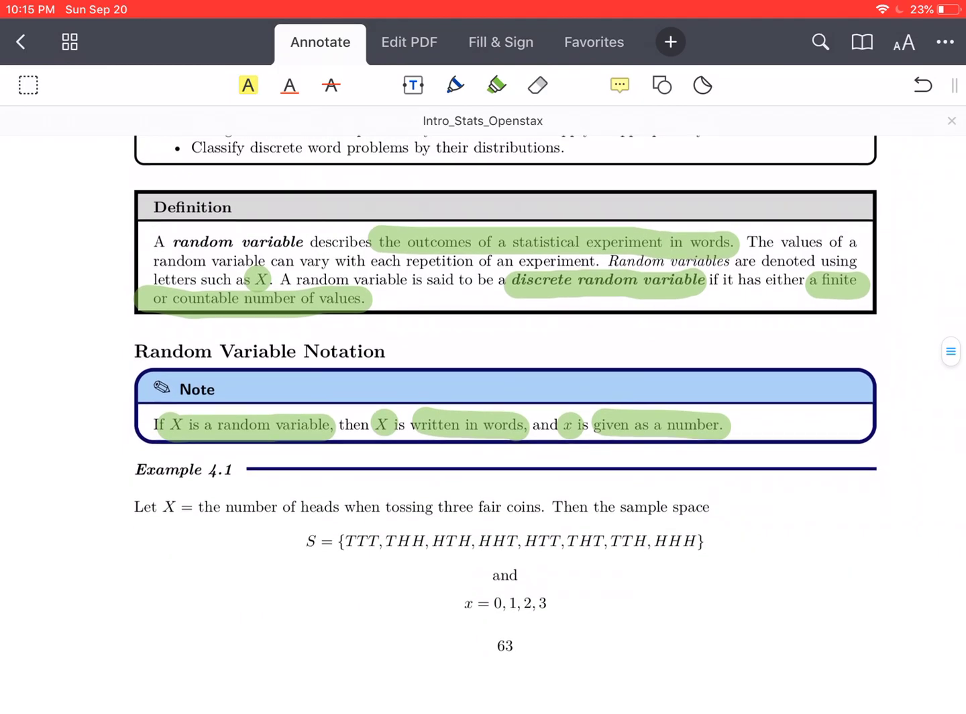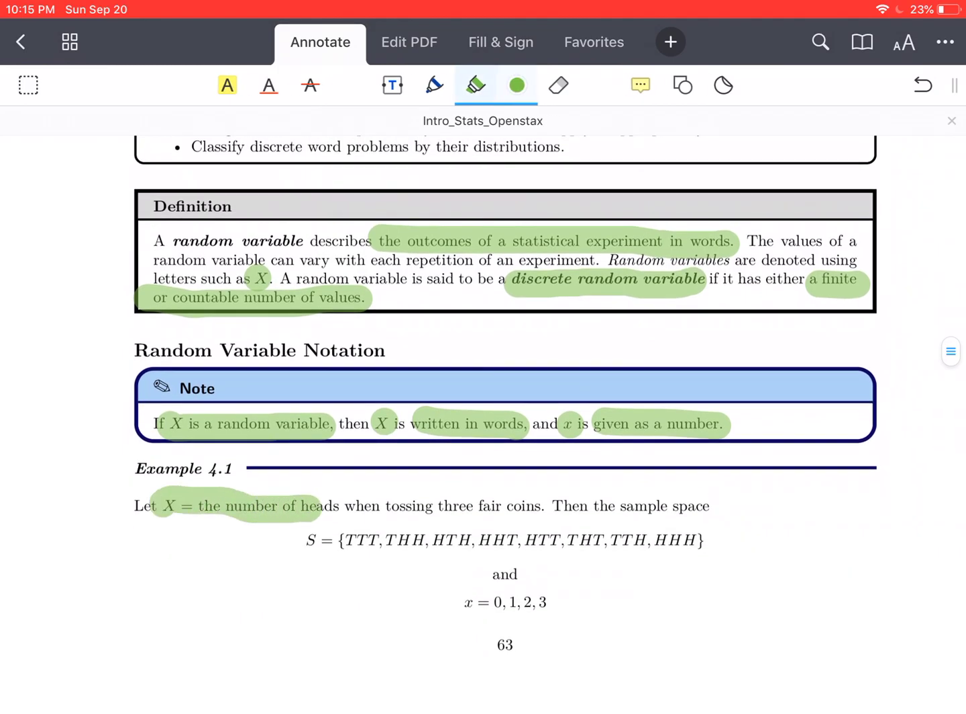So in this example, if big X is the number of heads when tossing 3 fair coins, the sample space, S, is all possible ways you could toss 3 fair coins. Right? You could get tails, tails, tails, tails, heads, heads, heads, tails, heads, etc., all the way up to heads, heads, heads. And when we talk about the number of heads when tossing 3 fair coins, X could be 0 heads, 1 head, 2 heads, or 3 heads. Those are the only possible outcomes, right? You can either toss 0, 1, 2, or 3 heads if you're tossing 3 coins.